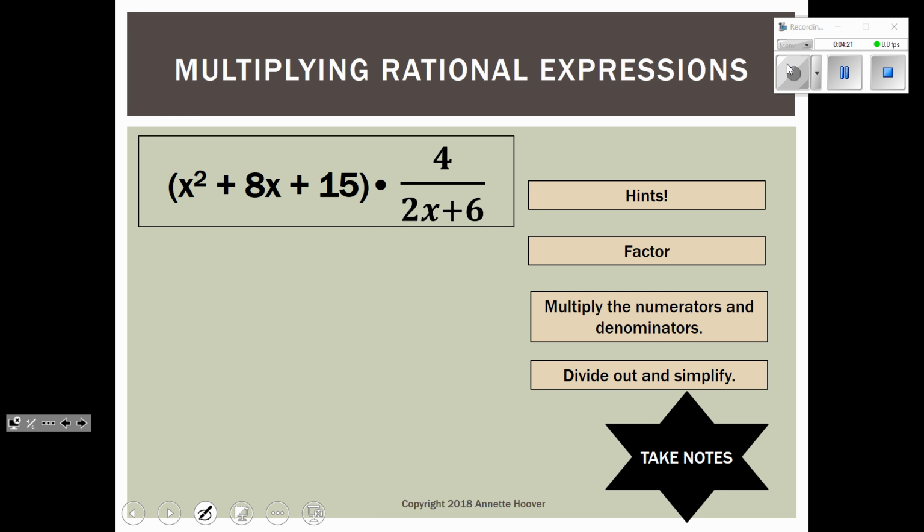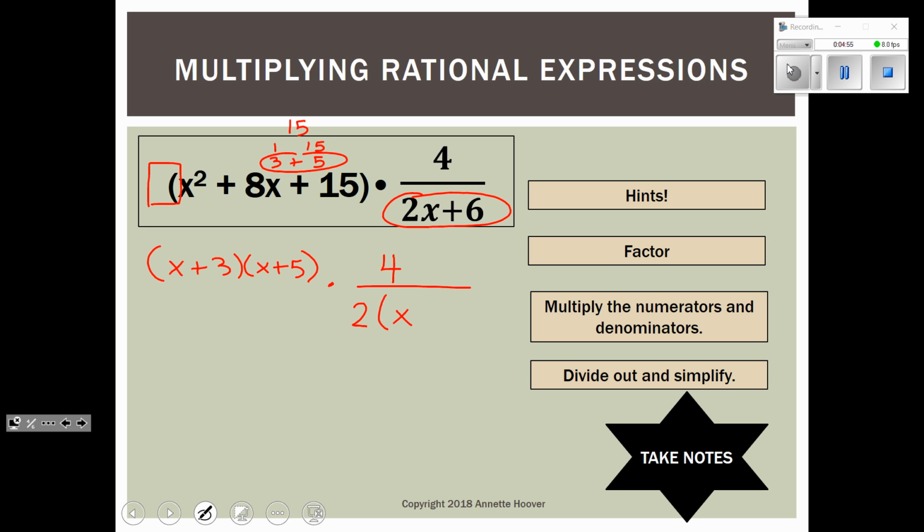Now here we have a trinomial. Again, we want to factor, factor, factor. So we're going to factor this trinomial. It has 3 terms, and the leading coefficient is a 1, so we're going to use our reverse FOIL. So factor pairs for 15: 1 and 15, 3 and 5 that add together to get our middle term, which is 8. So we can factor that x plus 3, x plus 5, times, we have 4 on the top, and notice here we have a greatest common factor of 2, so we're going to factor it out.